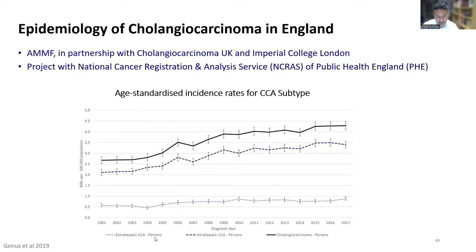So intrahepatic cholangiocarcinoma, the one that arises within the liver, is the one that's increasing most, and it is now well recognized that chronic liver disease is an independent risk factor, not just for HCC, but for intrahepatic cholangiocarcinoma as well, and that is now recognized.